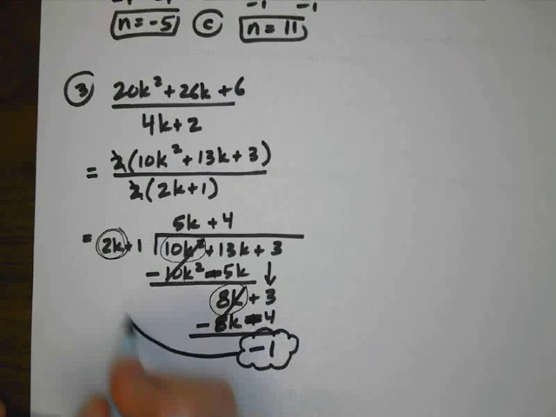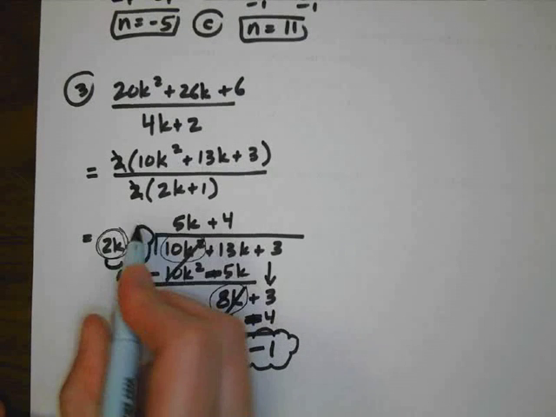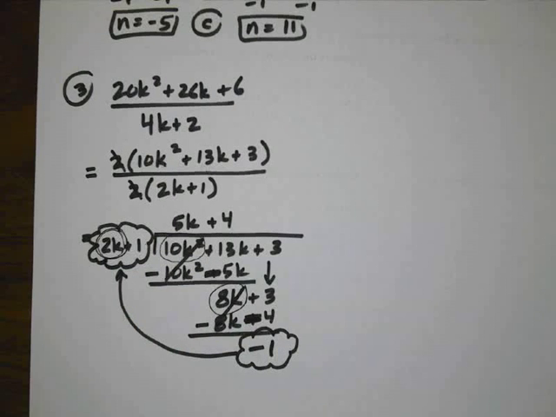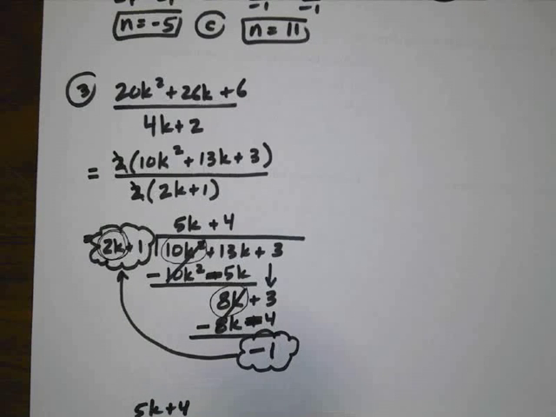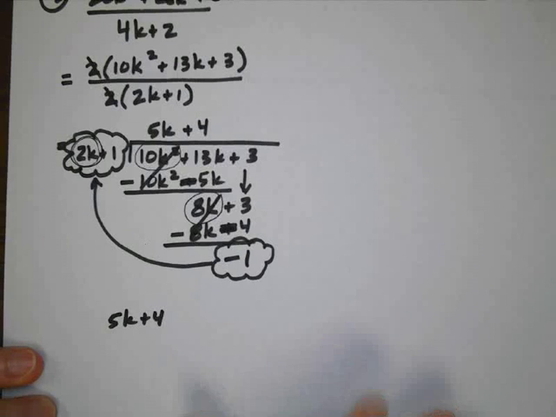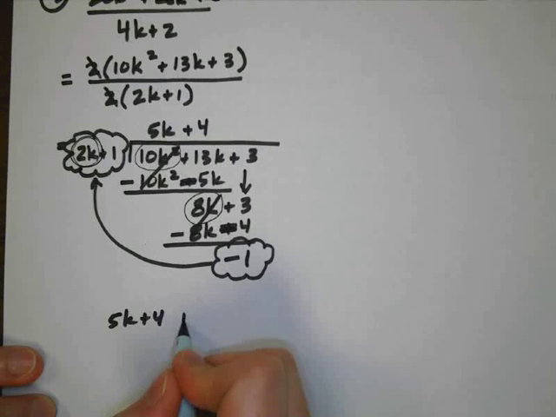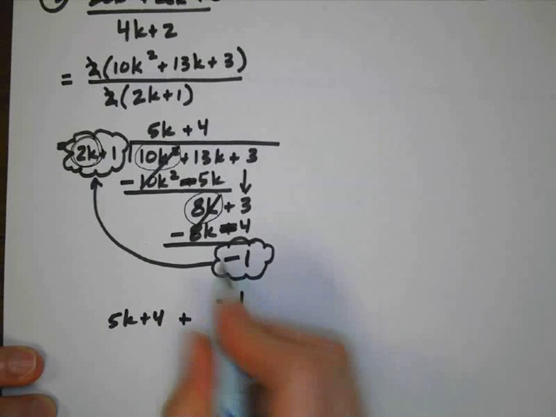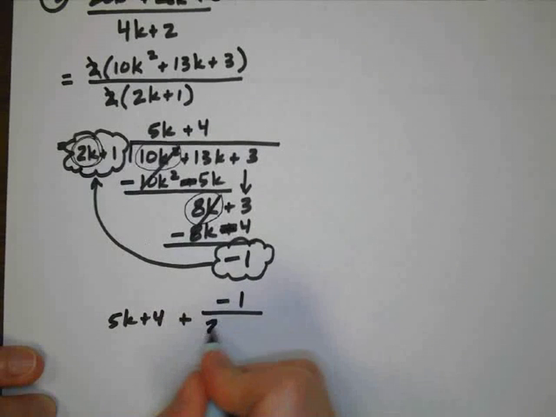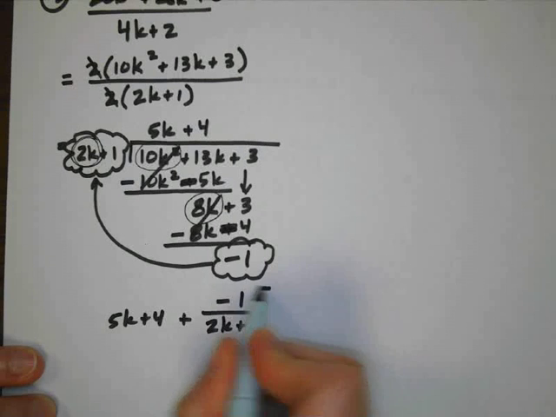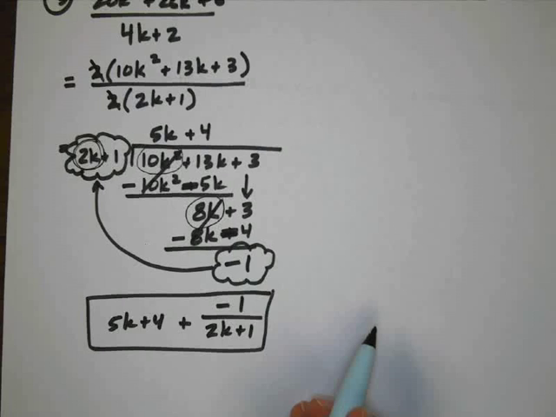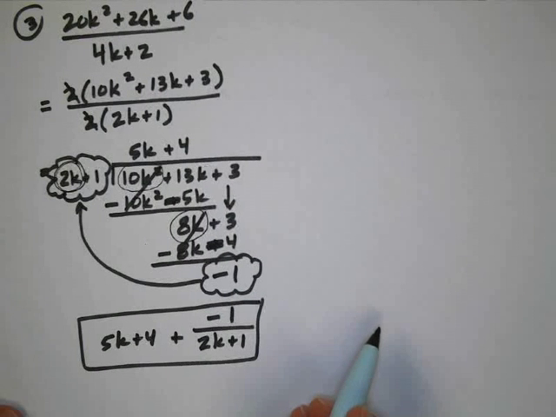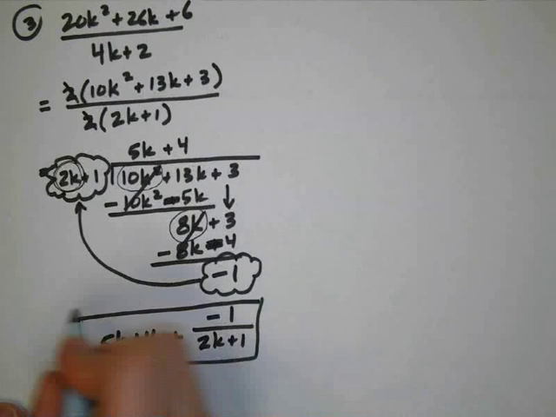So we put the remainder over everything that we are dividing by. Okay, so our answer is the 5k plus 4, plus negative 1, so that's our remainder, over 2k plus 1. And you can also just make this a minus 1 over 2k plus 1, so that's the same thing. So that answer would be C.